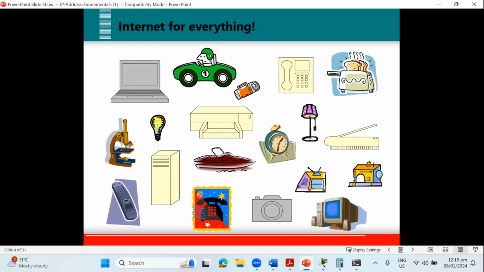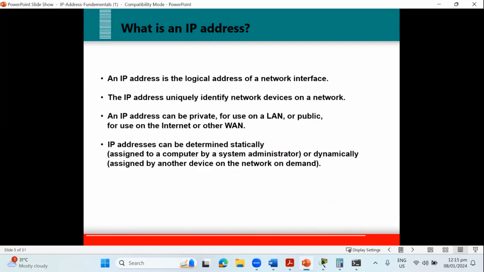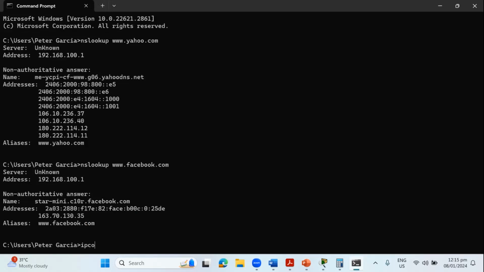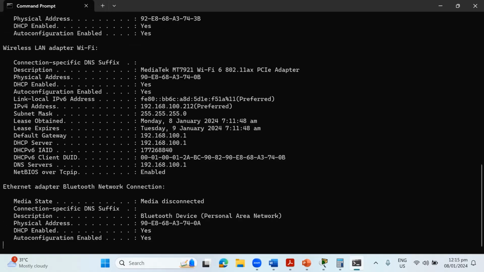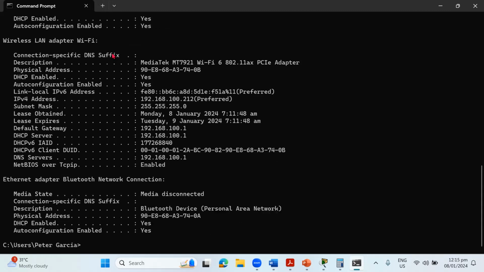So ngayon, i-elaborate natin, ano nga ba yung IP address? Sabi dito, an IP address or the Internet Protocol address is the logical address of a network interface. When we say logical address, ito yung klase ng identity o pagkakakilanlan na pwedeng mabago, accidentally or hindi. Kaya tawag siya logical. Pwede siyang mabago anytime, pwede baguhin manually or automatically.